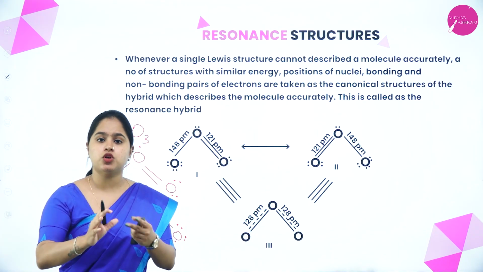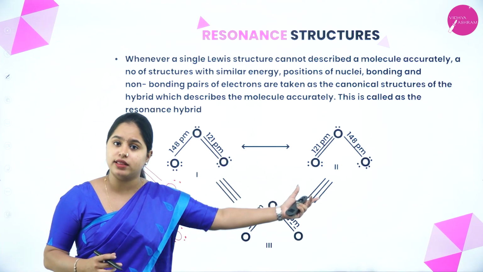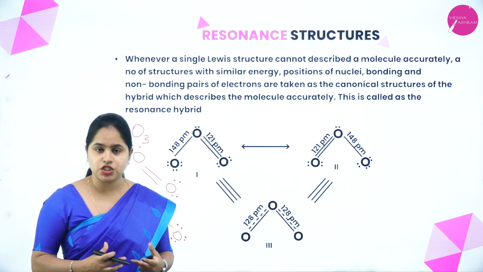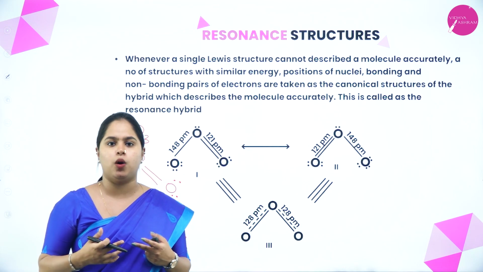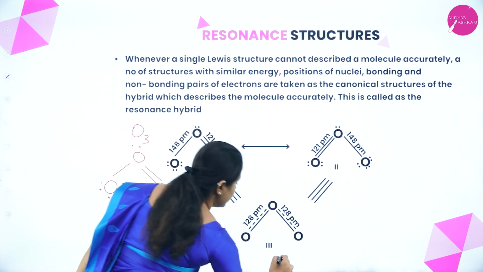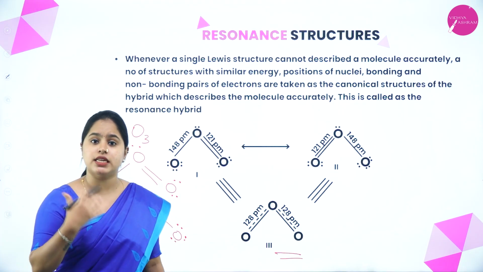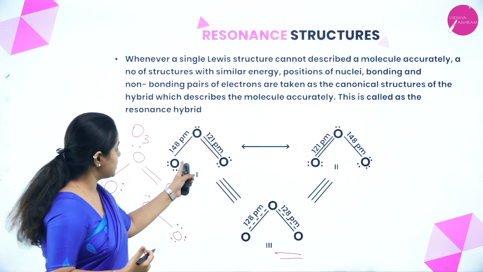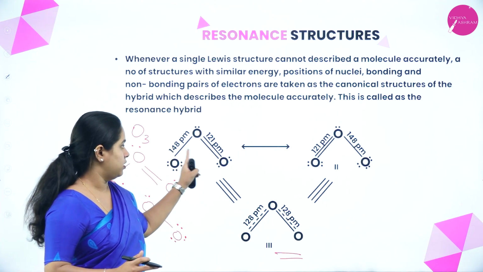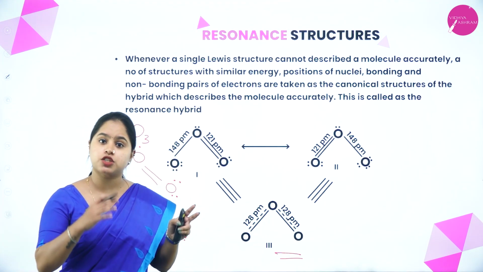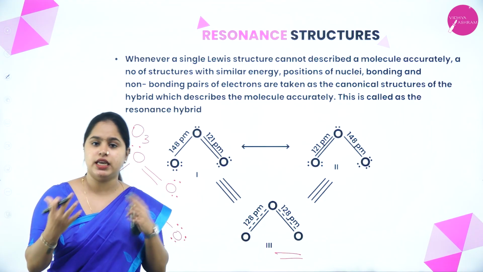So if I ask you to draw one single structure, which one would you draw? Is it this one or that one that is correct? In such cases, when more than one structure is possible for a single compound, we take the resonance of it. It is called a resonance structure or resonance hybrid, right? It has a bond length which is in between. It is neither 121 nor 148. It is not a single bond or a double bond. It has a bond length which is in between.